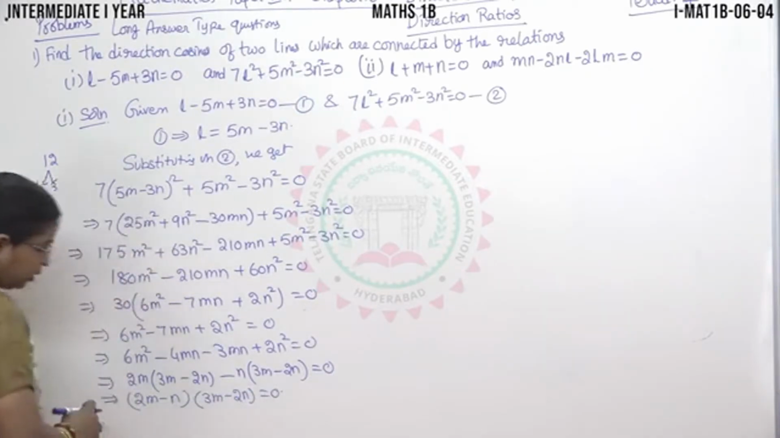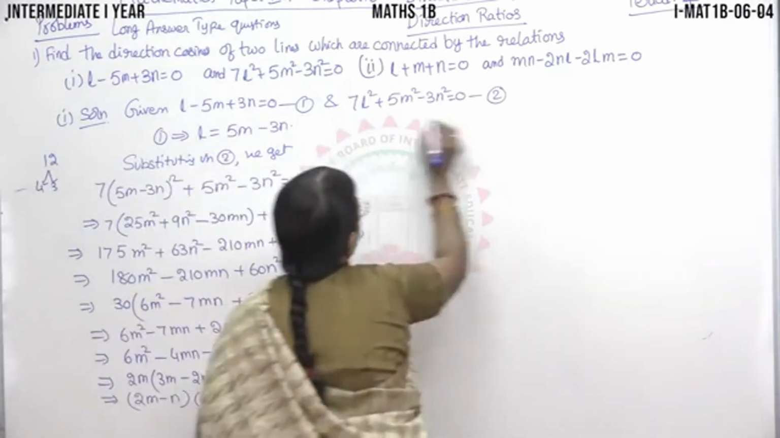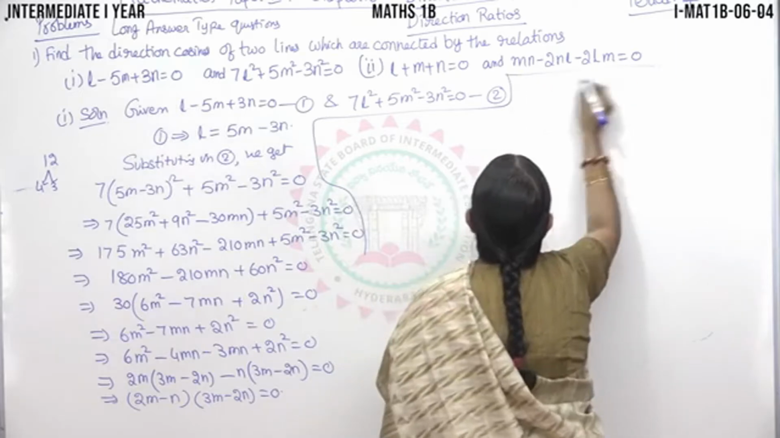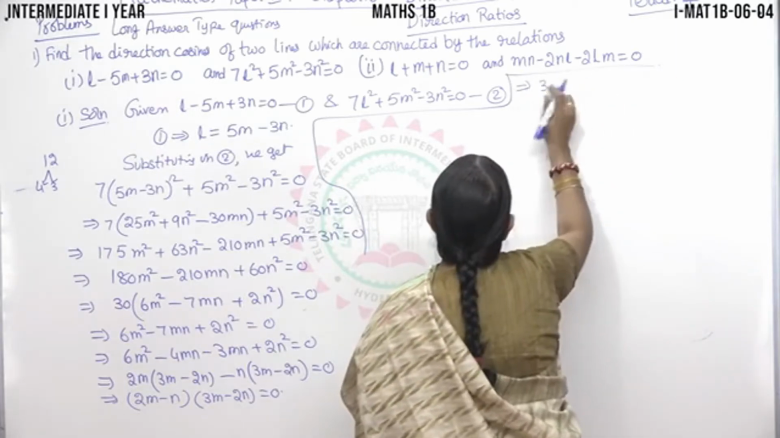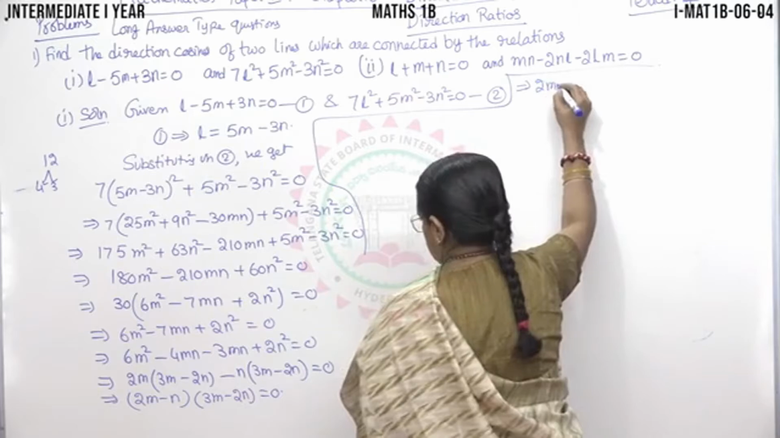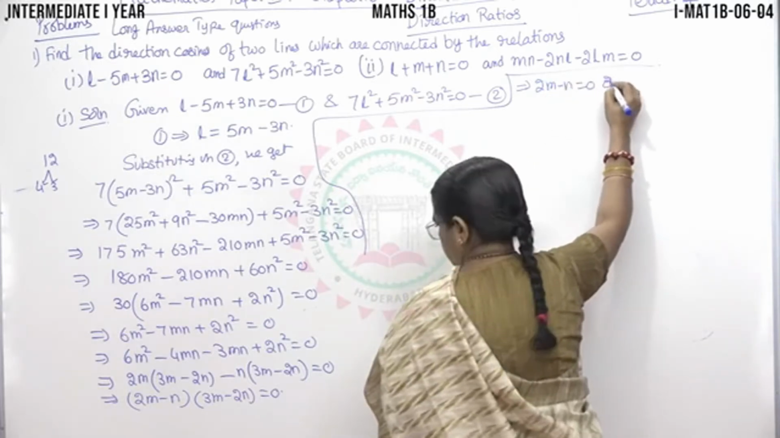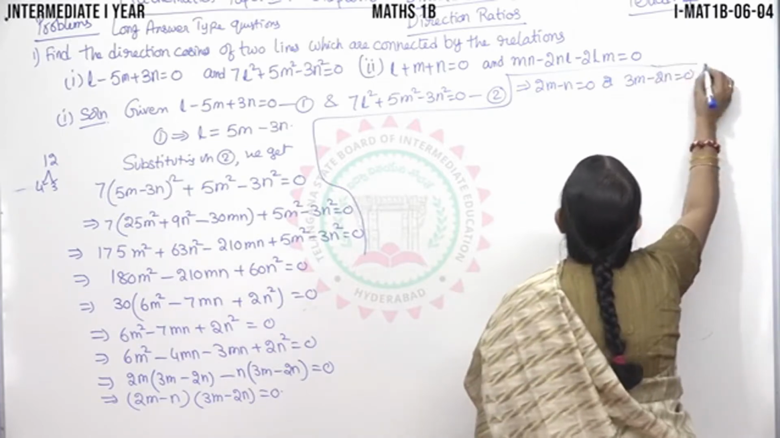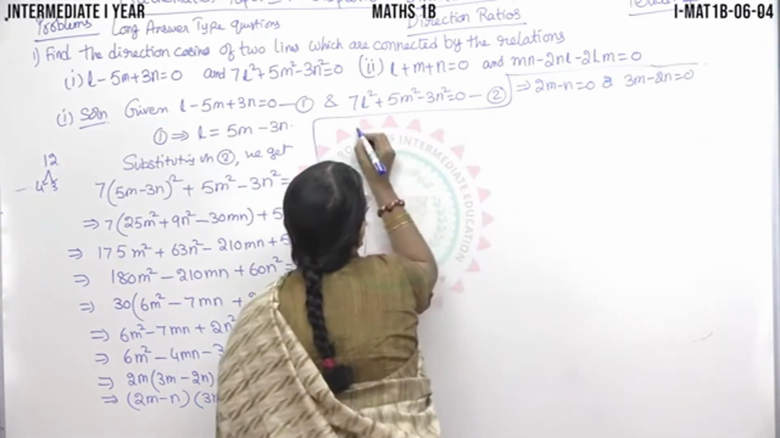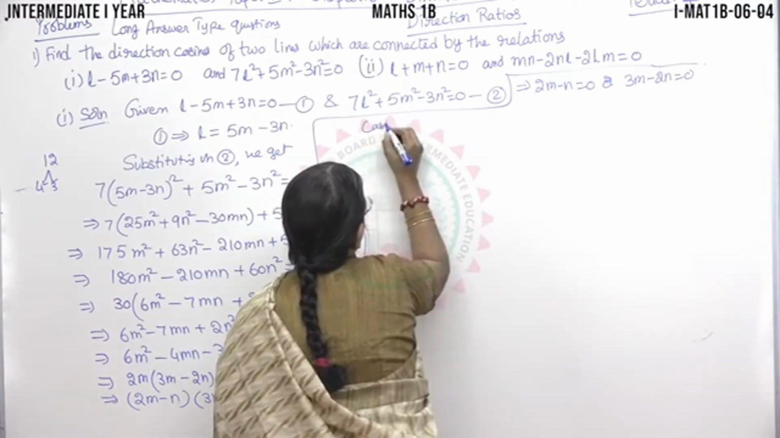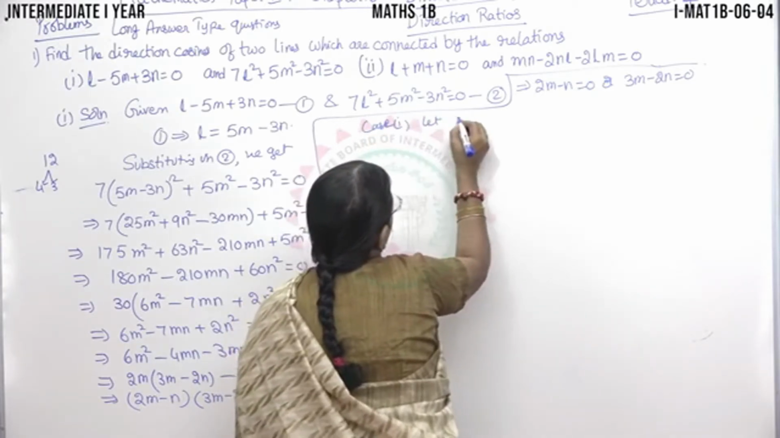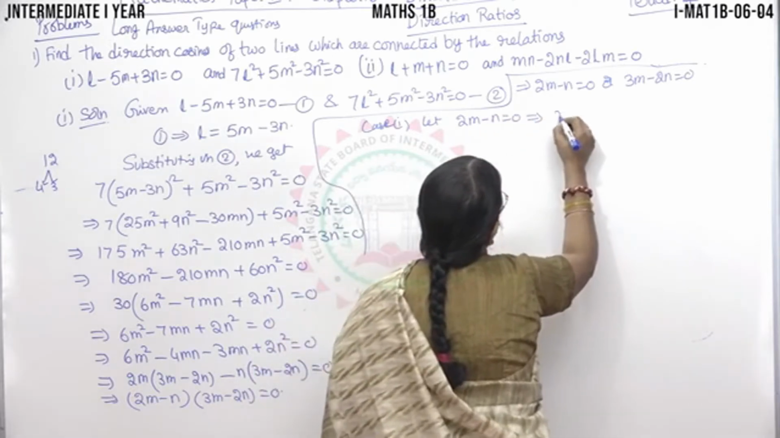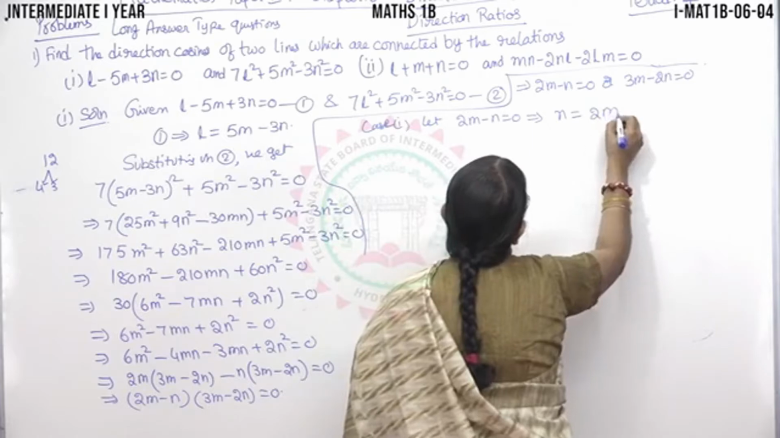These are the factors. Now it implies 2m minus n is equal to 0 or 3m minus 2n is equal to 0. Now we'll take two cases. Case 1: suppose that 2m minus n is equal to 0. Then you will get n equal to 2m.